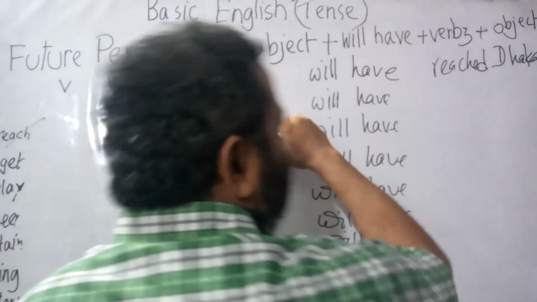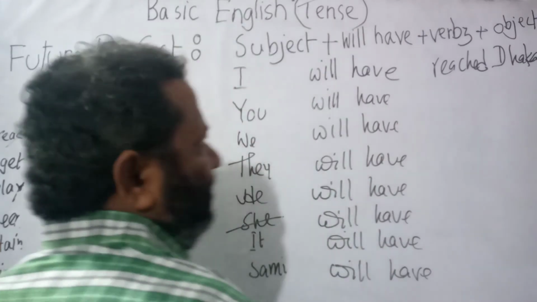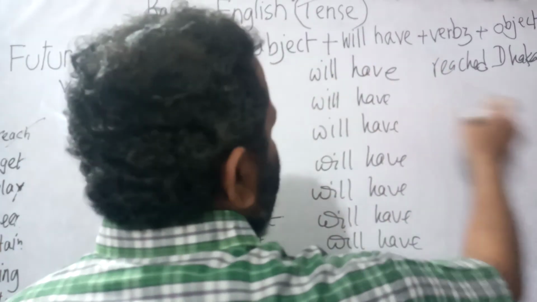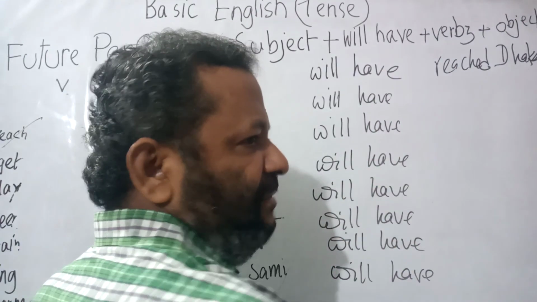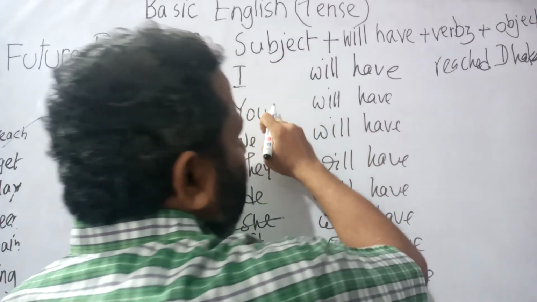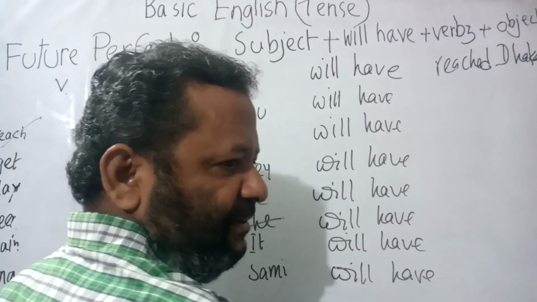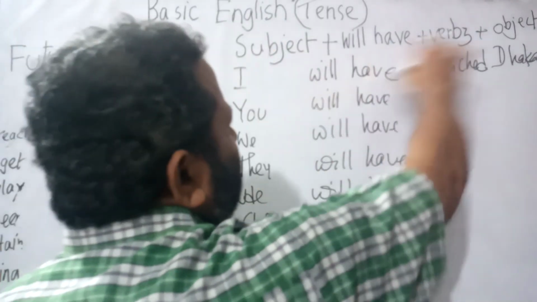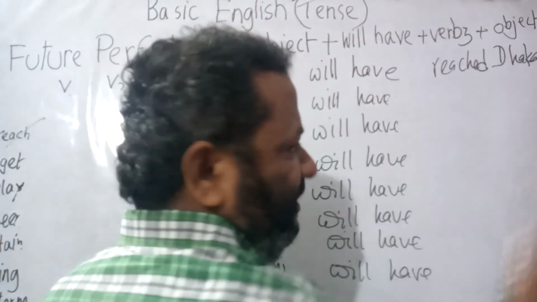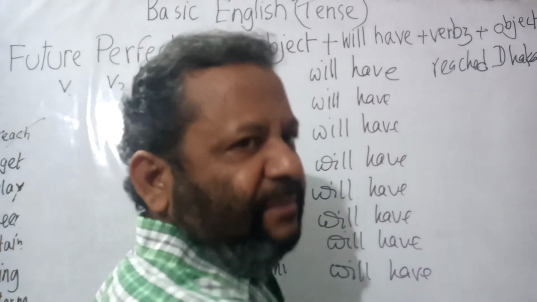I will have reached there. Now we can say you will have reached Dhaka. We will have reached there. This is how, by changing the subject, also by changing the object, by inserting the verb, we can make more sentences by using the structure, because the structure is very important.